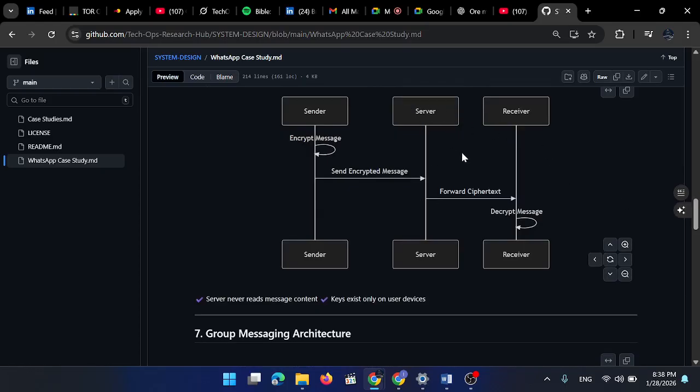I mean, okay, sorry, it doesn't read the message content. I'm so sorry about that. This server never reads the message content. Keys exist only on user devices. These keys exist only on the user devices.